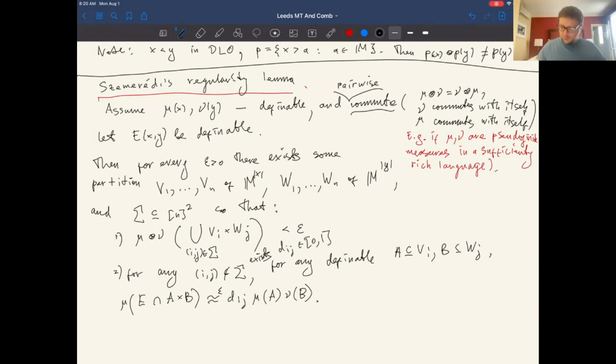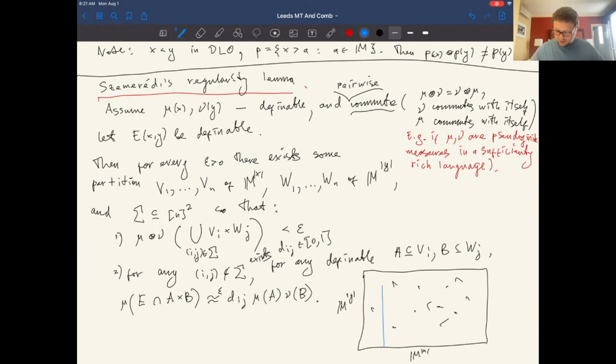Okay, so if I want to represent it pictorially, imagine this is the incidence matrix of our graph. So let's say this is mx, this is my y, and I put a dot whenever I have an edge. So this is my graph somehow. So what I'm saying is that I can partition mx.